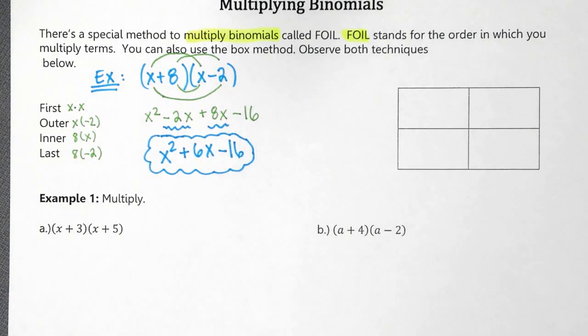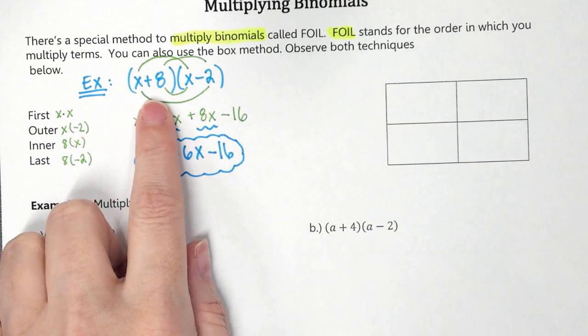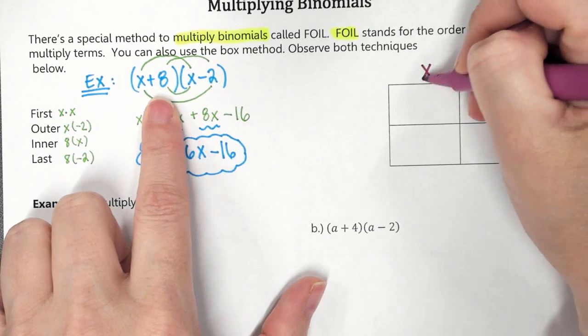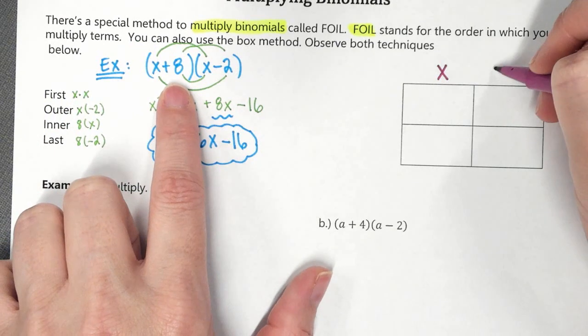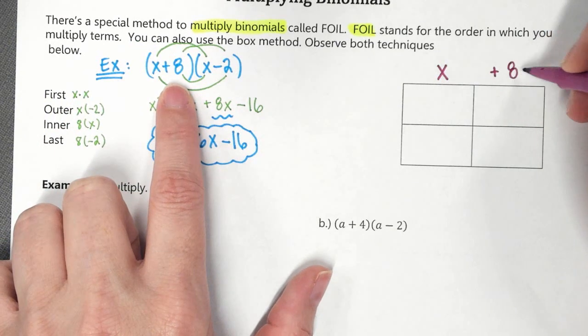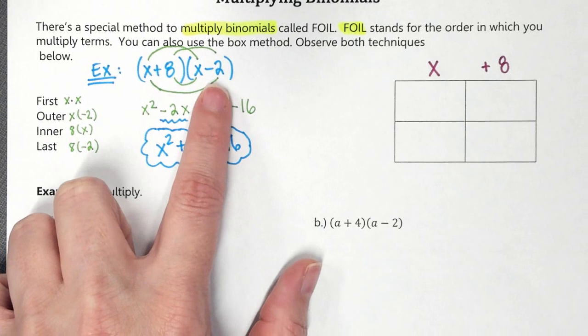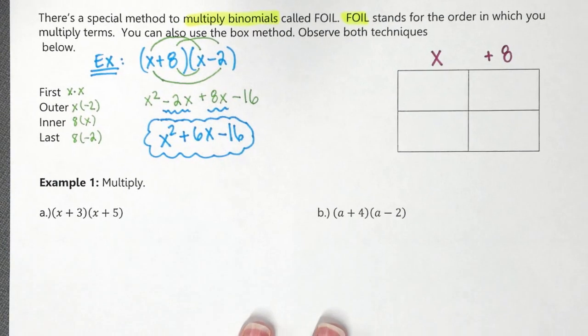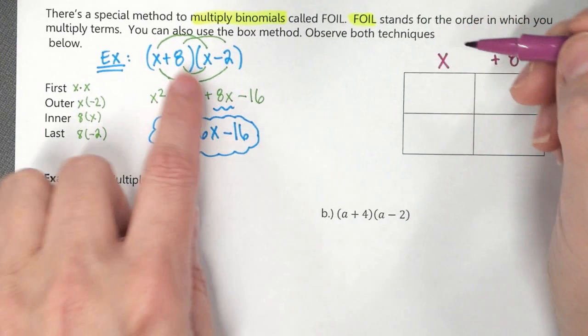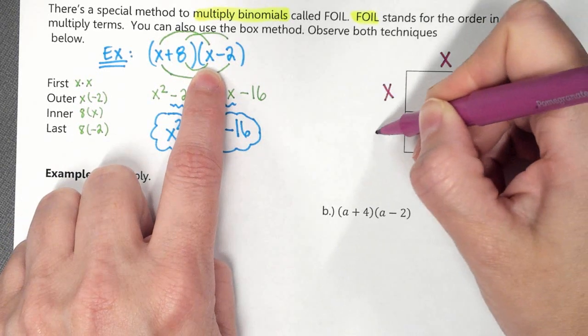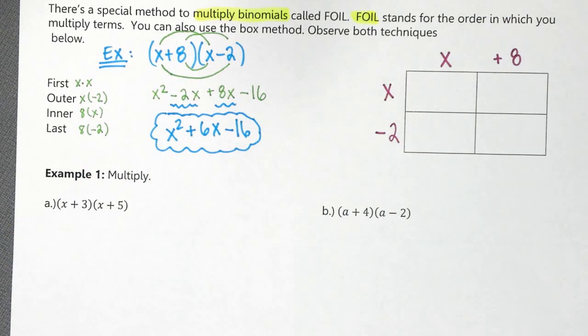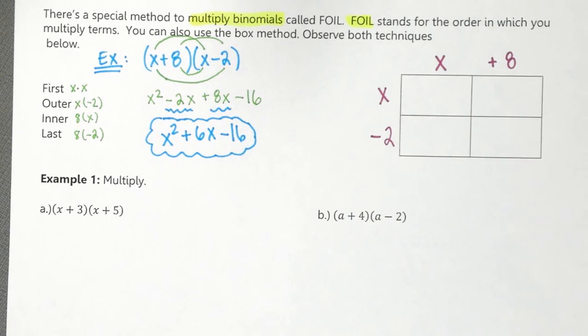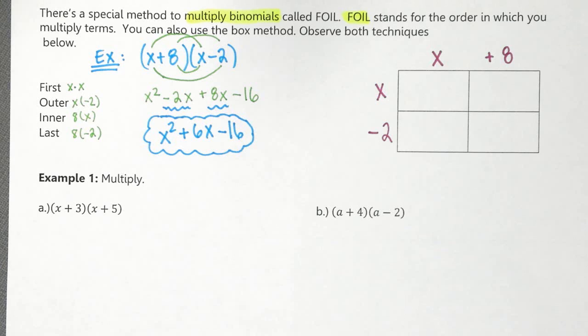So the box method just means that you would take this same example, this x plus 8, and on the top you would write x, and then I put the plus with this, because if it's a minus you have to put it with the 2, so it's a positive 8. And then on the side it's x minus 2.